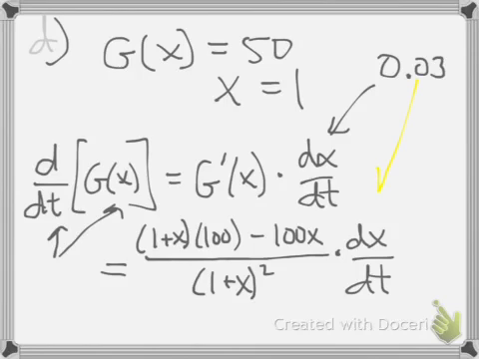Okay. Remember, we're going to use this value over here. We're going to plug in 1 for x. So at x equals 1, when you evaluate this, you're going to get this to be equal to 3/4. Just plug in 1, plug in 0.03, and simplify if you'd like.